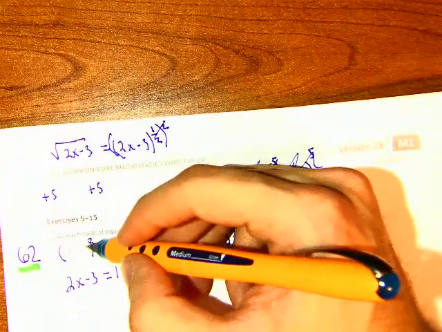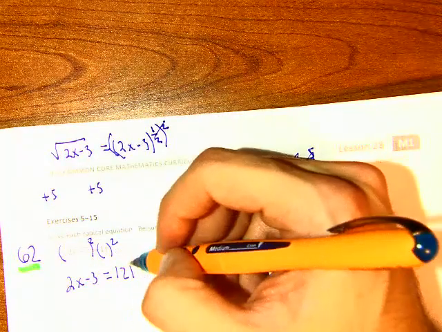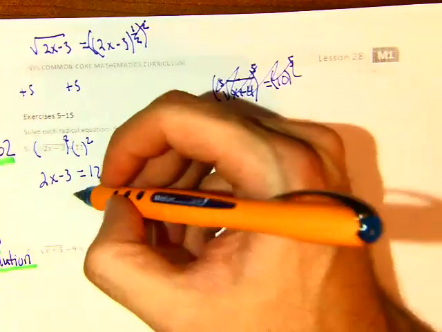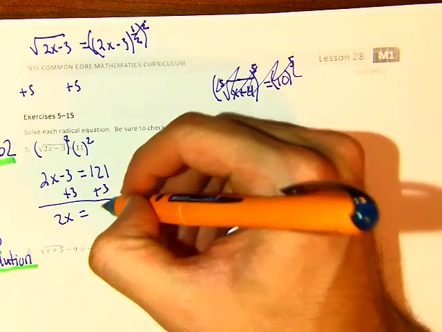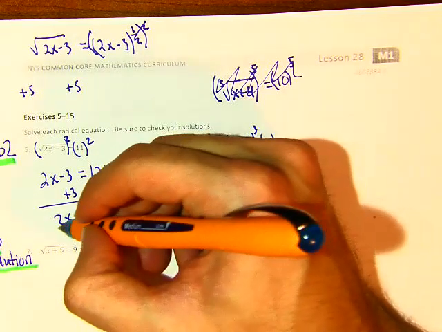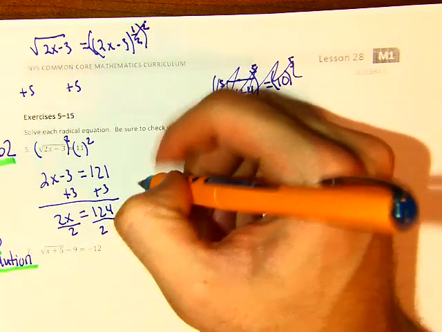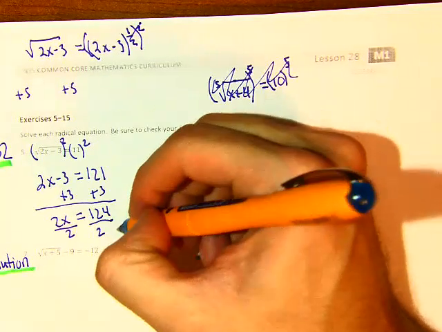Okay, so then this radical and this cancel out. And 11 squared, that's 121. You do plus 3, and you get 2x is equal to 124. And divide both sides by 2. X is equal to 62.